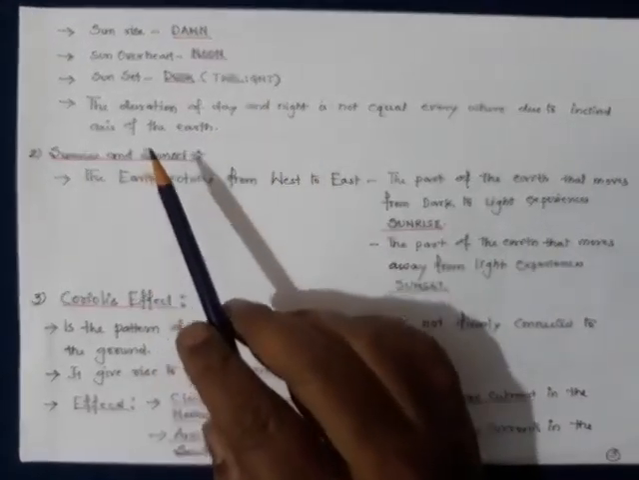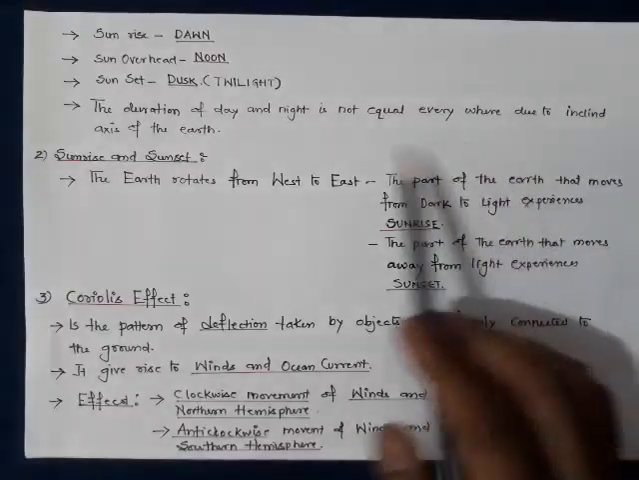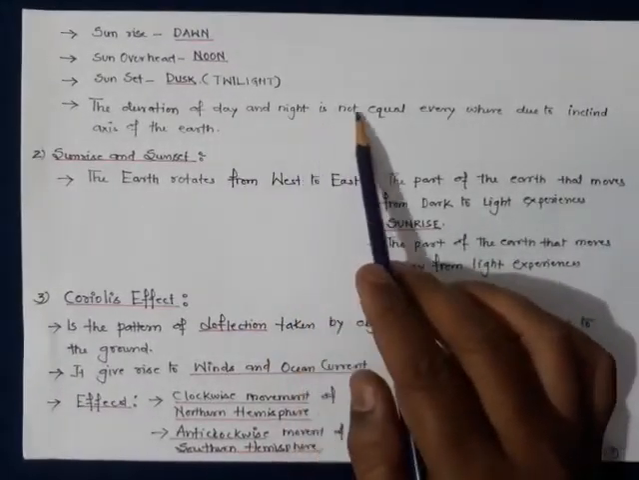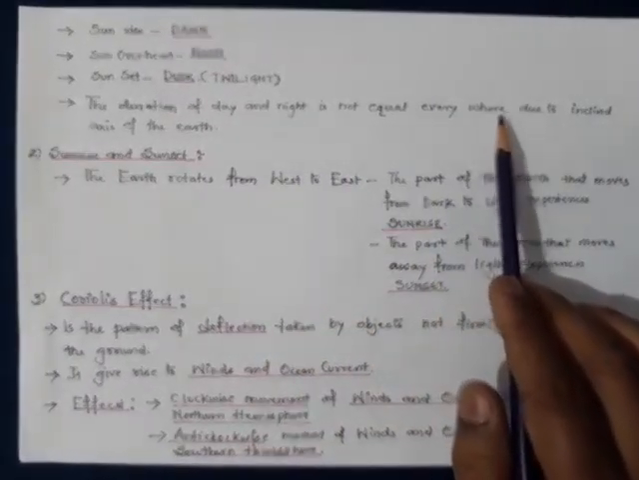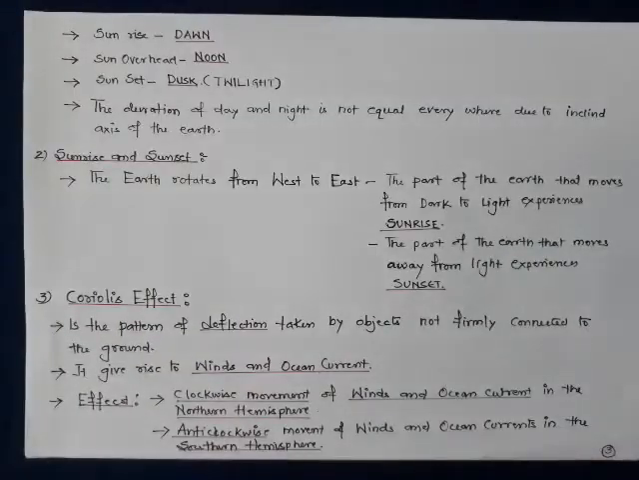As the earth rotates on its inclined axis, the day and night are not equal everywhere. So please bear in mind, there can be a question: why is it a fact that the length of the day and night is not even everywhere? Your answer must be: the earth rotates on its inclined axis, so hence the length of the day and night is not equal everywhere on the earth.